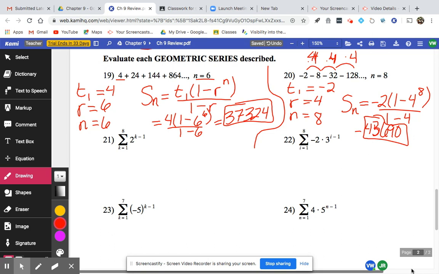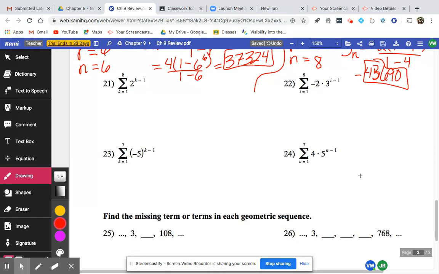Now, number 21 through 24, you may have noticed good old sigma there. You thought putting the alphabet in math was bad. Try Greek. That's a lot of fun. Okay. So the nice thing about this is it actually gives us all the information that we need, believe it or not.